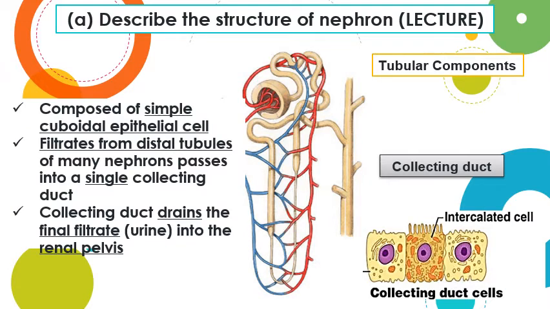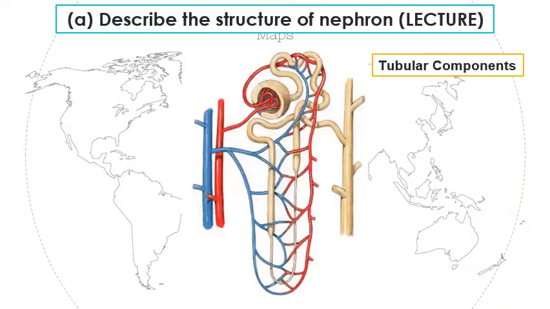The final part of the tubular components is the collecting duct here. The collecting duct is composed of simple cuboidal epithelial cells, as you can see in the picture here, and its function is to drain the final filtrate, or the urine, into the renal pelvis before it is taken out from the body. And that is the structure of the nephron.